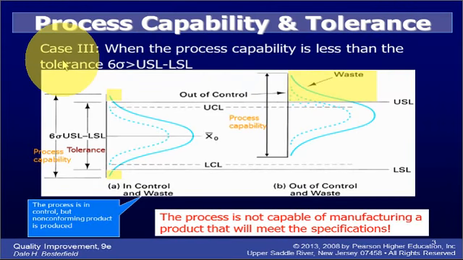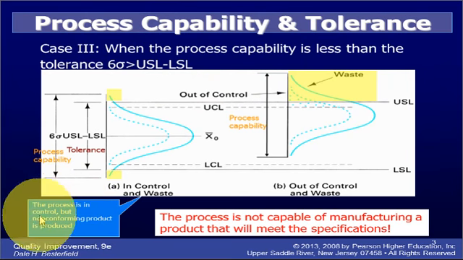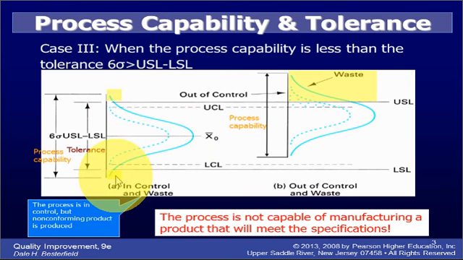In case 3, when the process capability is greater than the tolerance, then the process is in control, but still there are non-conforming products, right? So even if your process is in control, you still have to discard some of the non-conforming products. So this means the process is not capable of manufacturing a product that will meet the specifications. In this case, if you shift your process, then there will be a larger portion of non-conforming products.